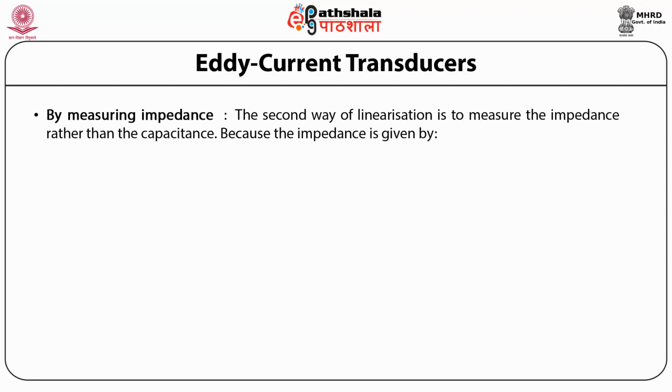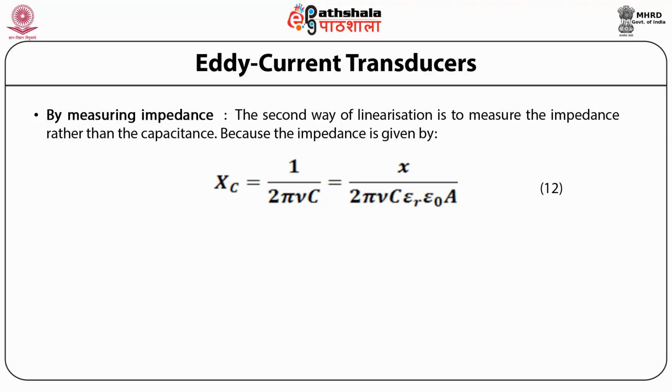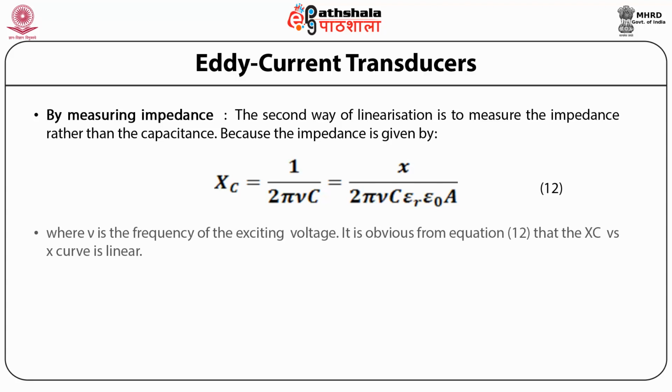Next is by measuring impedance. So the second way of linearization is to measure the impedance rather than the capacitance, because the impedance is given by Xc equal to 1 by 2 pi nu C equal to x by 2 pi nu epsilon r epsilon naught A, where nu is the frequency of the exciting voltage. It is obvious from this equation that the Xc versus X curve is linear.